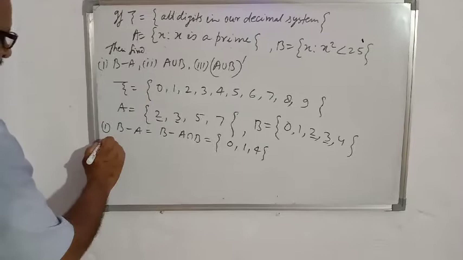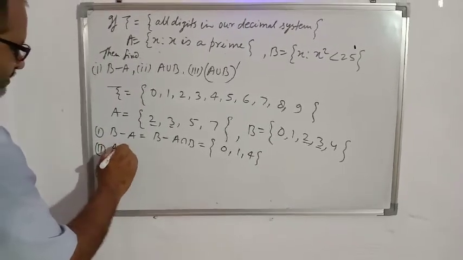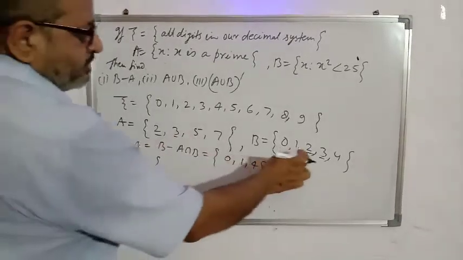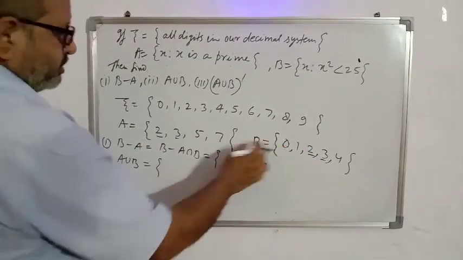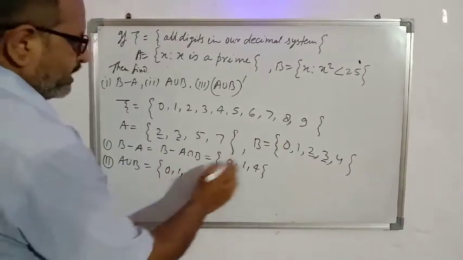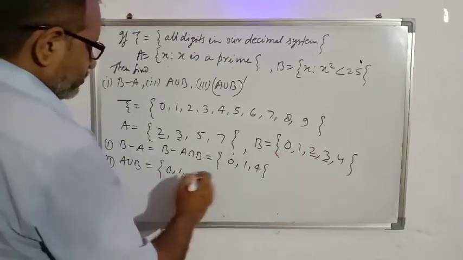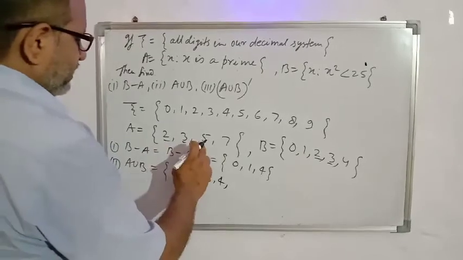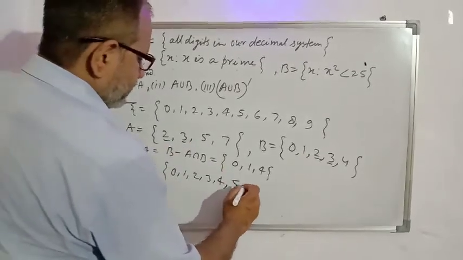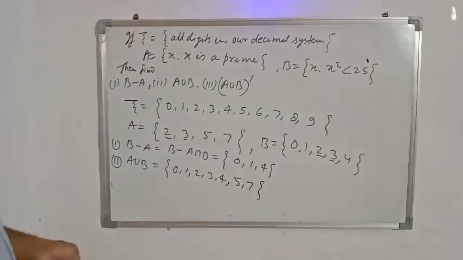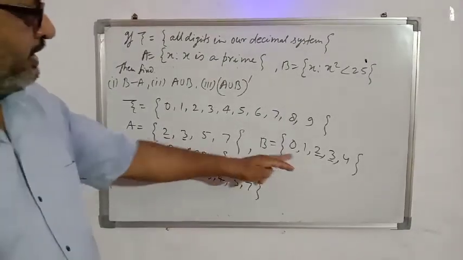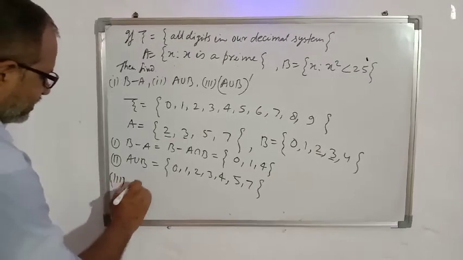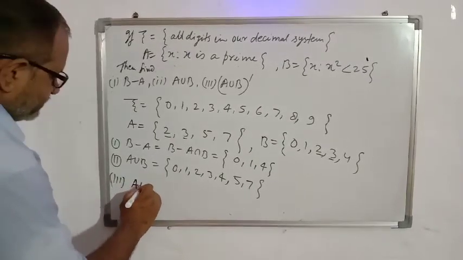Second, A union B. A union B means we have to write all the elements of both the sets. So it starts from 0, 1, 2, 3, 4, and here 5, 7. So 0, 1, 2, 3, 4, 5, 7. This is A union B.